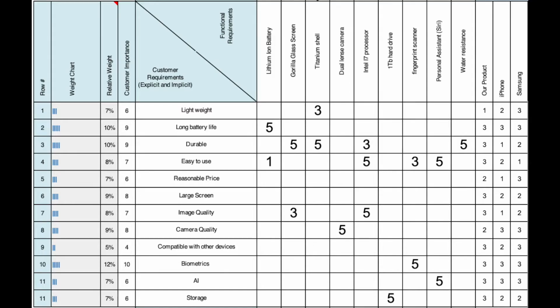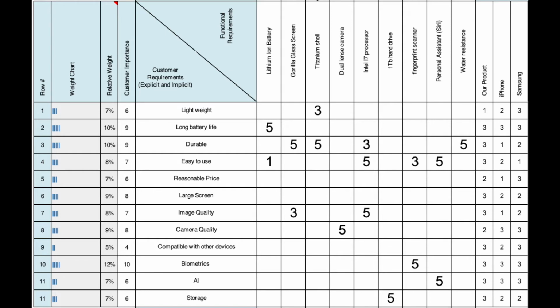Once we have the customer requirements and the functional requirements written down in our matrix, we relate the two together. As you can see, durable has a strong relationship with the Gorilla Glass and the titanium shell, as well as water resistance. This will help it protect itself from drops, accidentally dropping in water, and other common daily mishaps that happen with your phone.